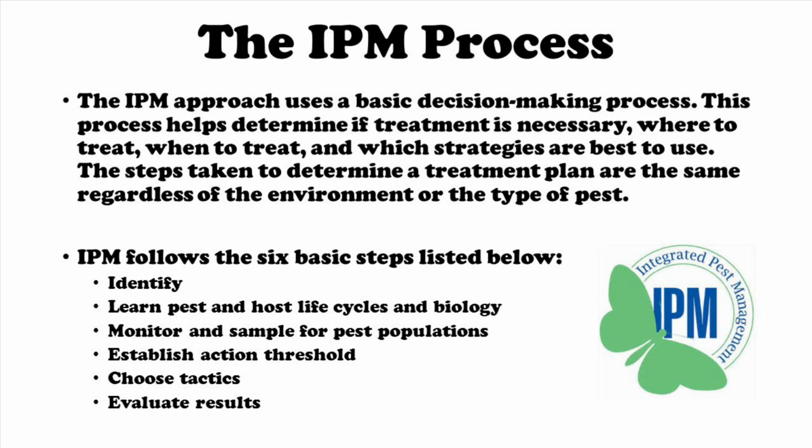First, you want to identify the insect or pest that you're dealing with. You want to learn about the pests, the whole life cycles, and the biology. Then you want to monitor and sample for pest populations. You want to establish an action threshold, which means you want to establish: is treatment even necessary? Can the damage be tolerated? If not, at what level do I need to do a treatment? Then you need to choose your tactic, which we'll talk about in a second, and then you need to evaluate your results to see if your tactic was effective or do you need to use some other means.